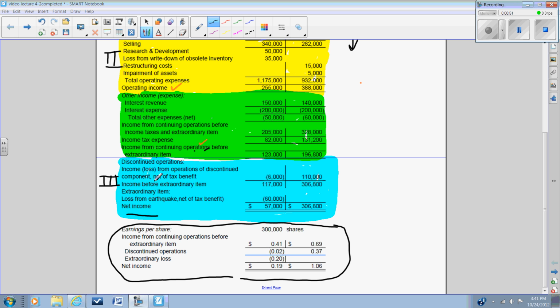We will be presenting these net of tax because the income tax effect, the income tax expense, has been accounted for already and matched to the current year's revenue. And it's calculated based on income before taxes and extraordinary items from continuing operations. So we break this out because we want to give the user a number that has good predictive value, and neither discontinued operations nor an extraordinary item provides that.